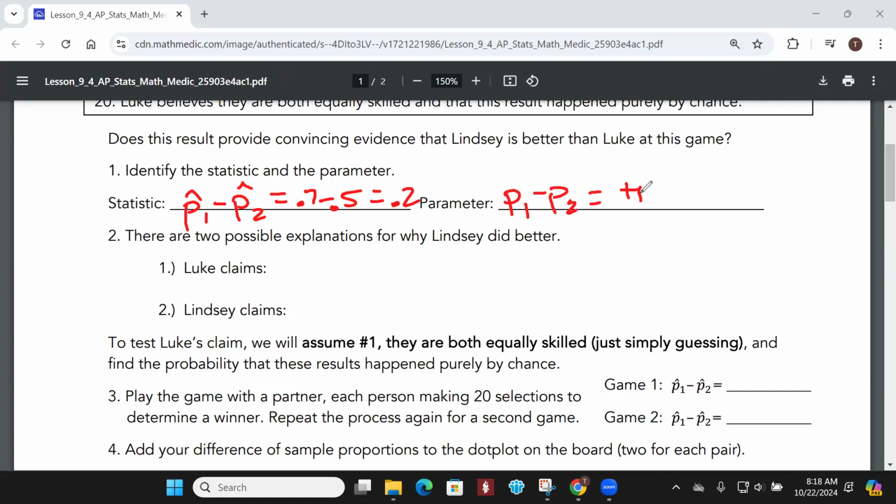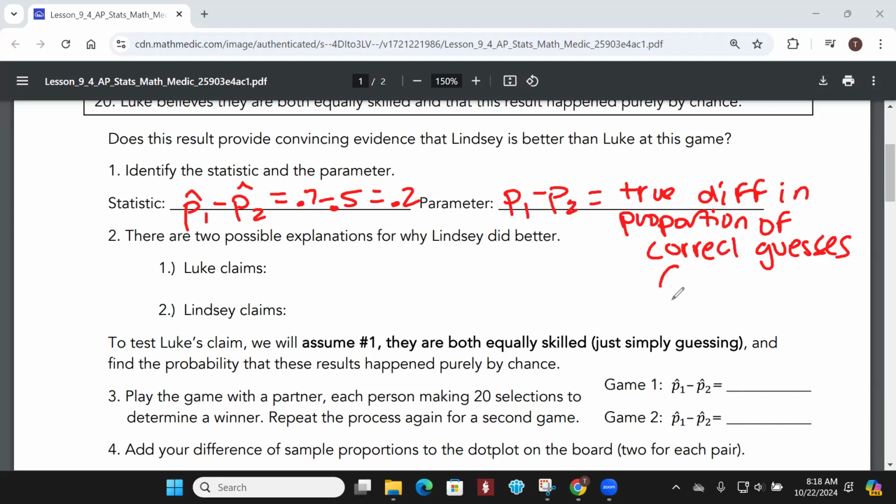That is the true difference in proportion of correct guesses. And we did Lindsay minus Luke.